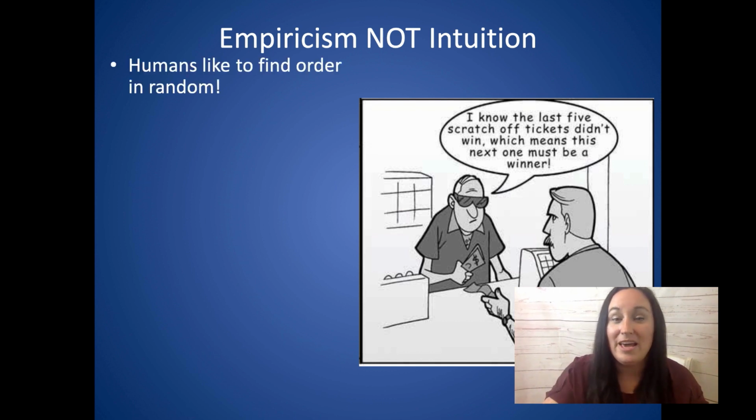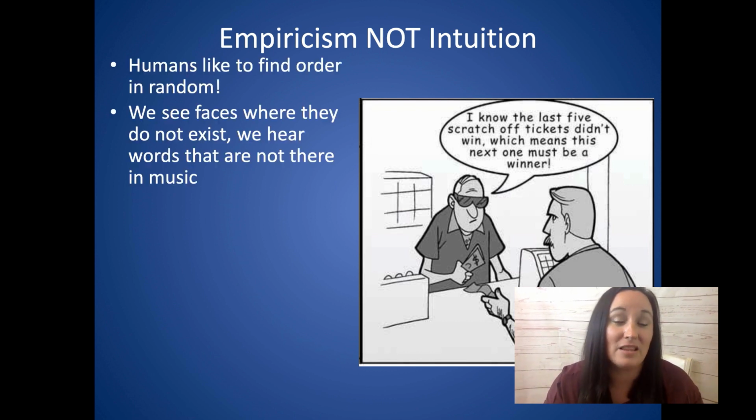Another example is that human beings like to perceive order in random events and in random things, right? So in a piece of toast, they see Jesus's face, right? In a burnt piece of toast. And it makes TV, right? So we tend to look for order where there is none, or see things that do not exist.